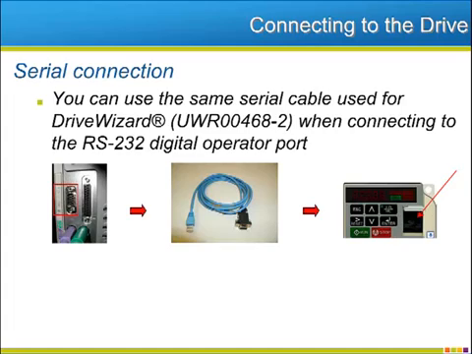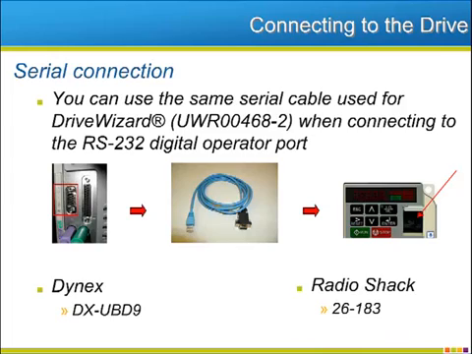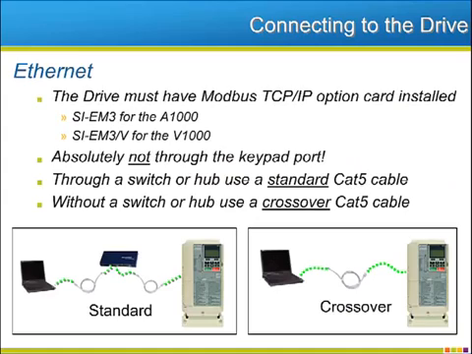There are many available on the market, but we recommend using either the Dynex DX-UB-D9, available at Best Buy stores, or the Radio Shack 26-183, available at Radio Shack stores. Keep in mind, this way of connecting is still considered serial, not USB. You can also connect over an Ethernet network. That is, if you have an Ethernet option card installed.